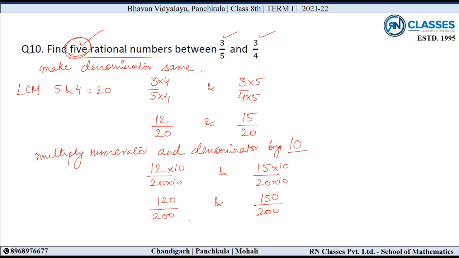How many do we need? 5. So 121 by 200, 122 by 200, 123 by 200, 124 by 200, 125 by 200. You can find more actually. Between these you can write more numbers. You just needed 5. And if you needed more numbers, multiply with 100, multiply with 1000. Multiply by whichever number you like. You can find unlimited numbers between two rational numbers. You know that. We just did that question.